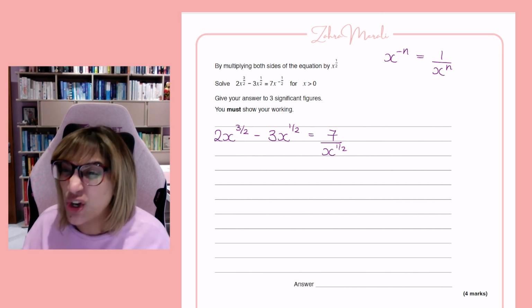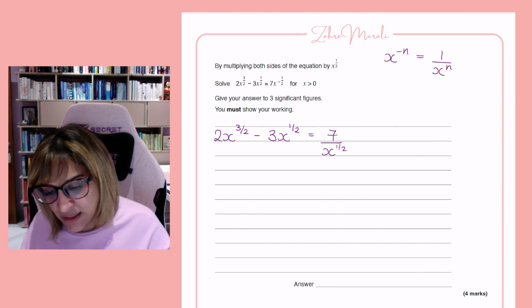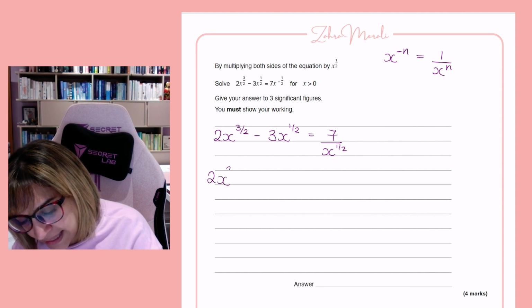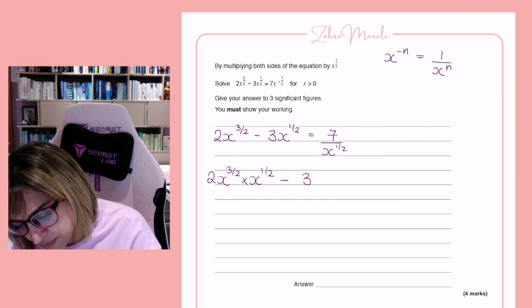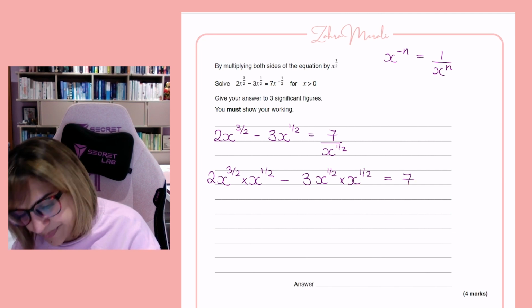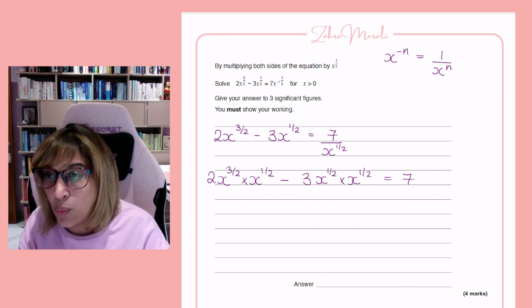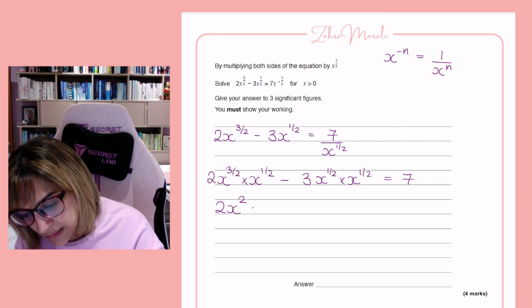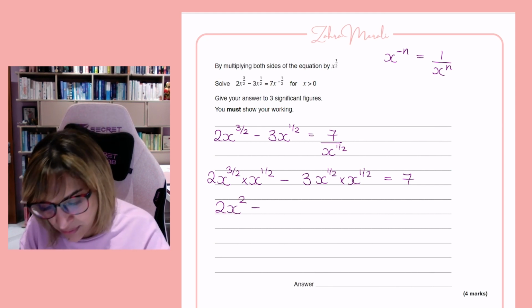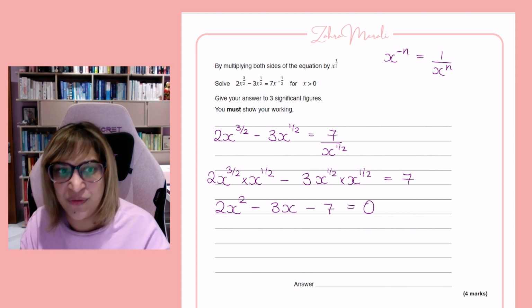Okay, so I'm looking at that. I don't like things on the denominator. So I'm multiplying everything by x to the half. So I get 2x to the 3 over 2 times by x to the half minus 3x to the half times x to the half equals 7. When we times indices, it's the same as adding them. So 1.5 plus a half is going to give us 2. A half plus a half just gives us 1. So we get 3x. And we can bring the 7 over. And there we go. We've got a quadratic again.